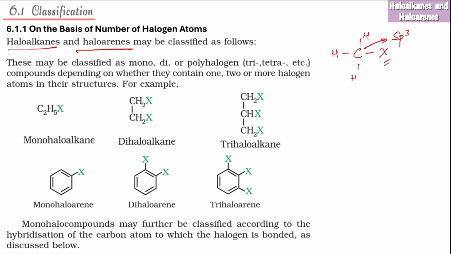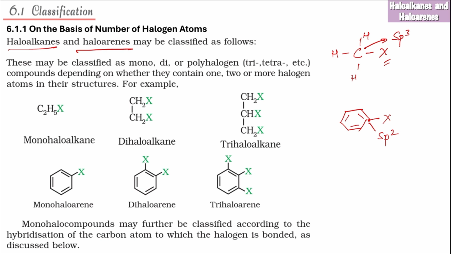What are haloarenes? Haloarenes are where the halogen atom is bonded to the sp2 hybridized carbon atom of the benzene ring. This carbon atom with which the halogen is bonded is sp2 hybridized.